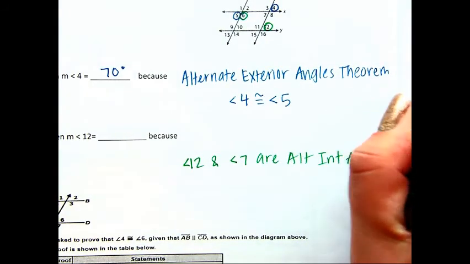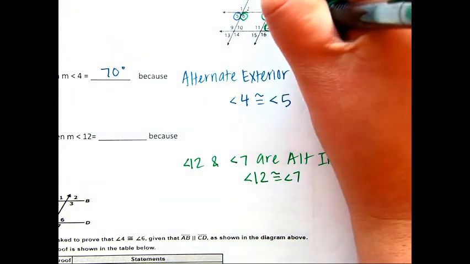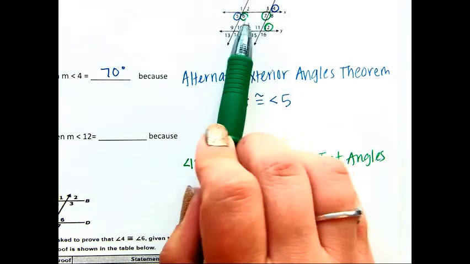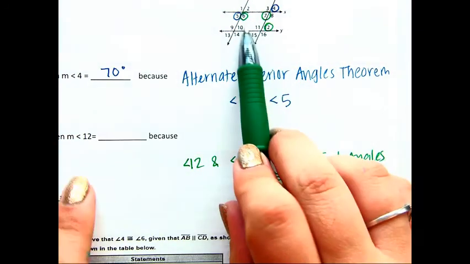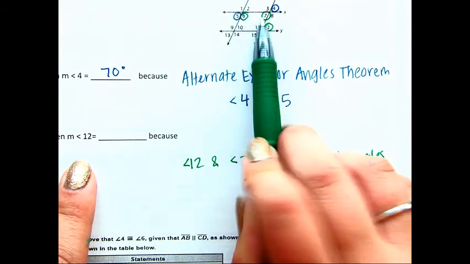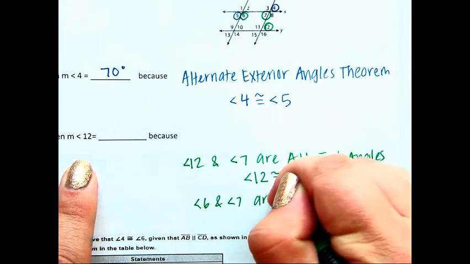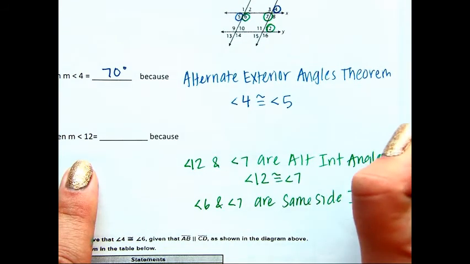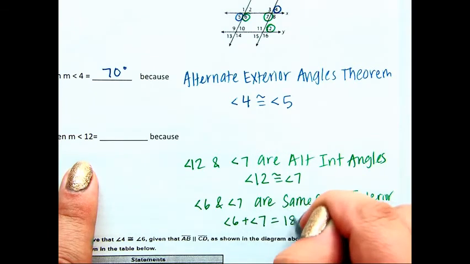Alternate interior angles. So angle 12 is congruent to angle 7. And then 7 and 6 are corresponding. So if I can figure out what angle 7 is, and I know that angle 6 and angle 7 are supplementary because they're same side interior, which means angle 6 plus angle 7 equals 180.